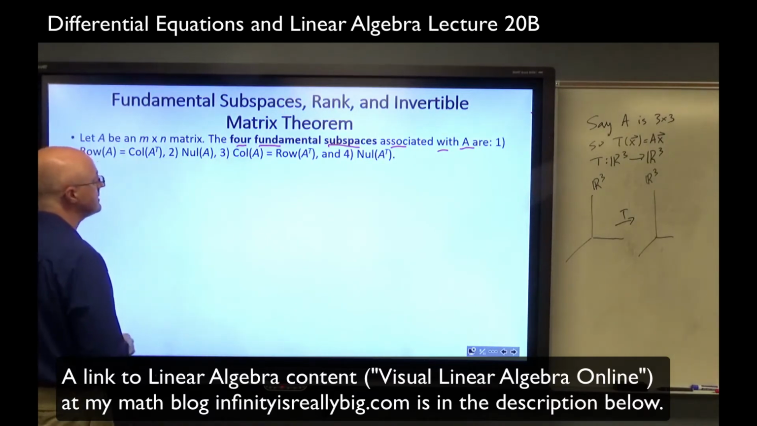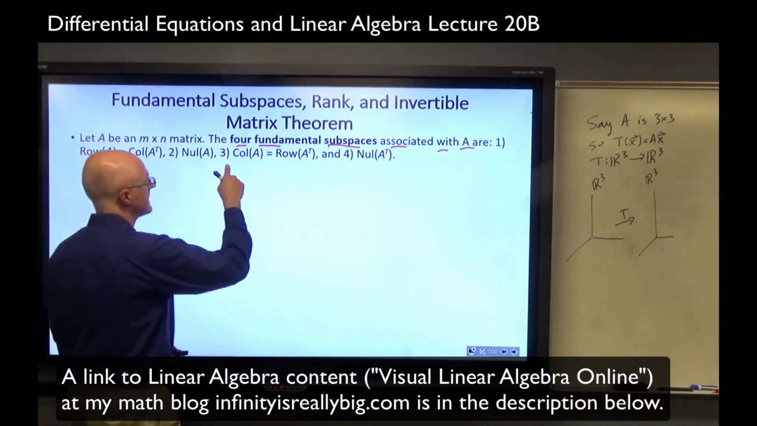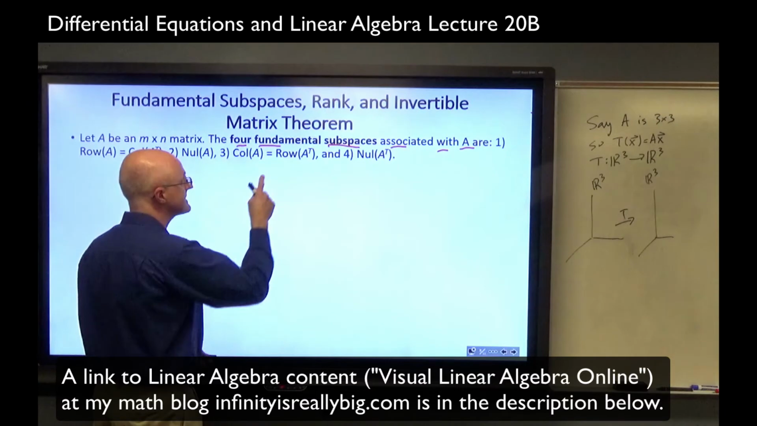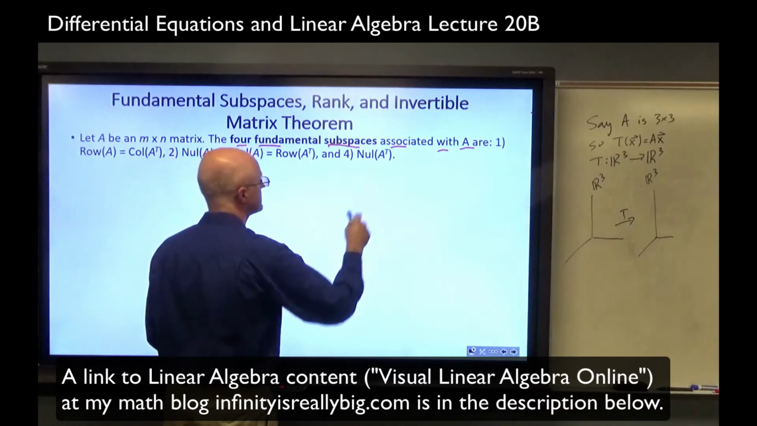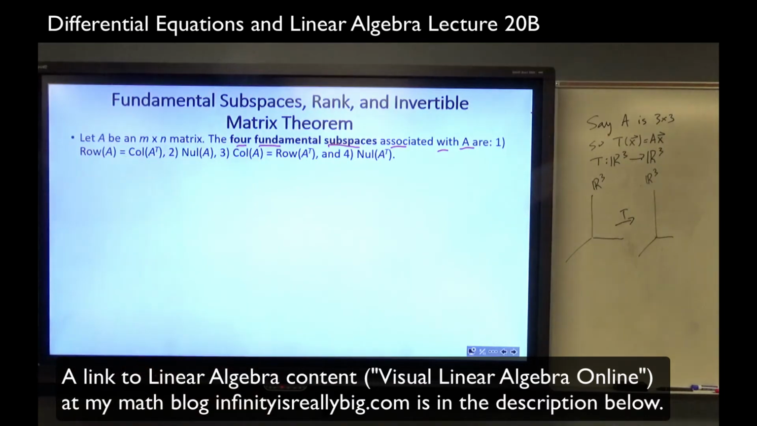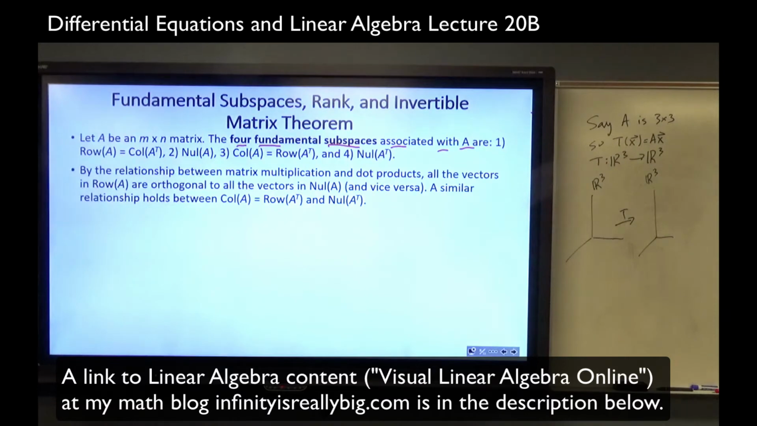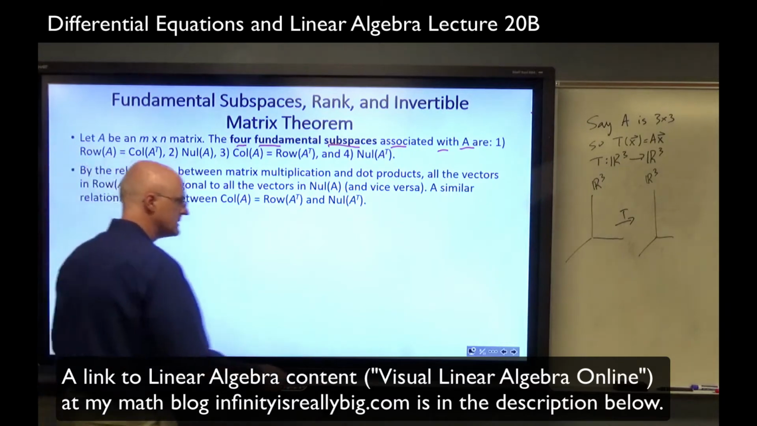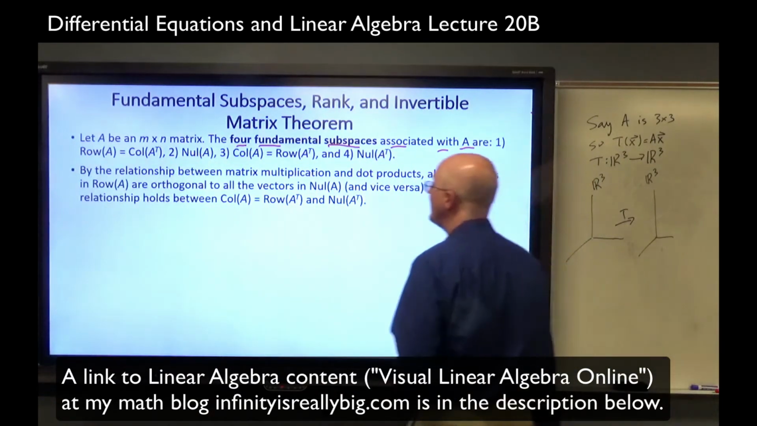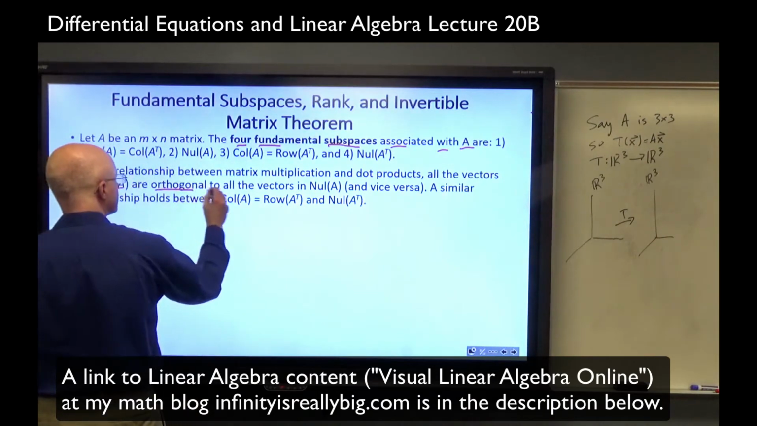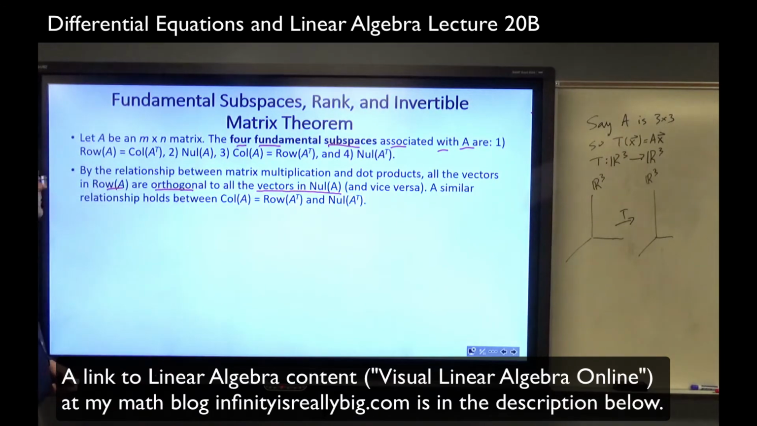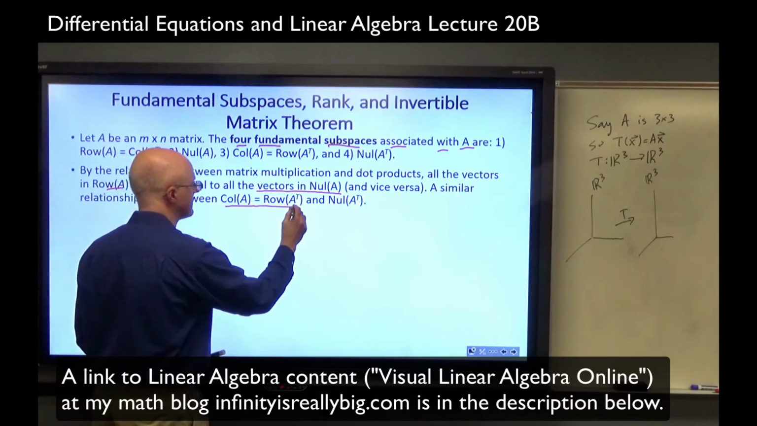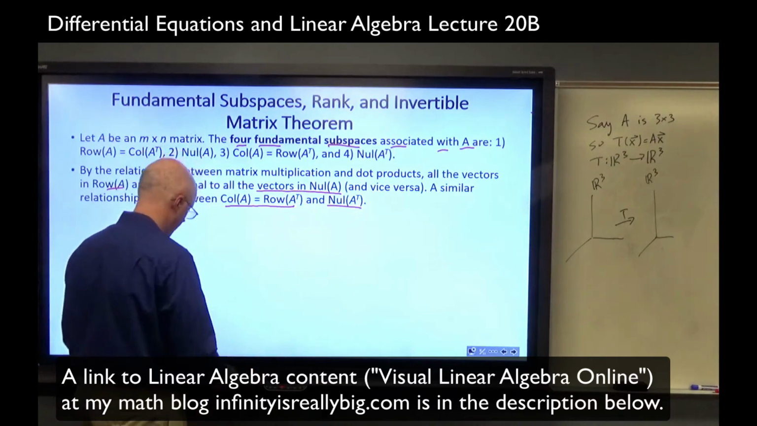Second fundamental subspace is the null space of A. Third fundamental subspace is the column space of A, which is the same as the row space of the transpose. That should make sense. And finally, the fourth fundamental subspace is the null space of the transpose. By the relationship between matrix multiplication and dot products, all the vectors in the row space of A are orthogonal to all the vectors in the null space of A, and vice versa. A similar relationship holds between the column space of A, which is the row space of A transpose, and the null space of A transpose.